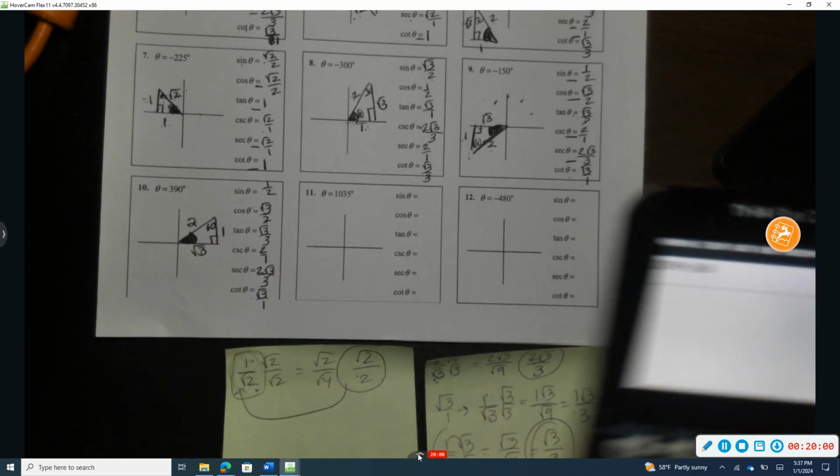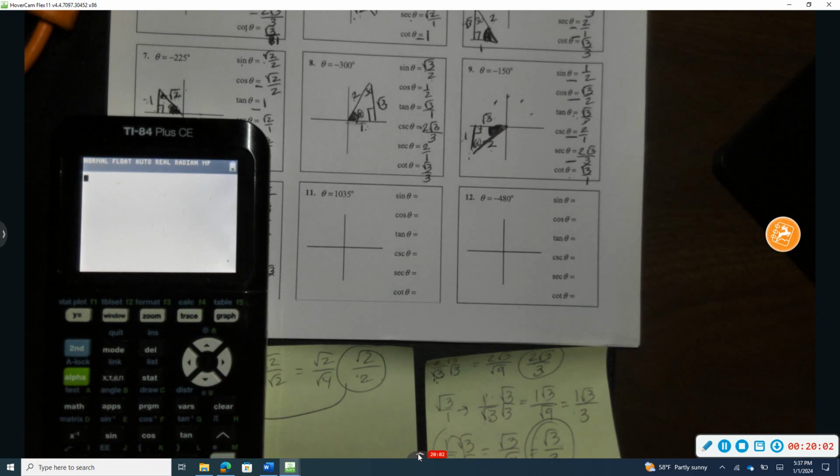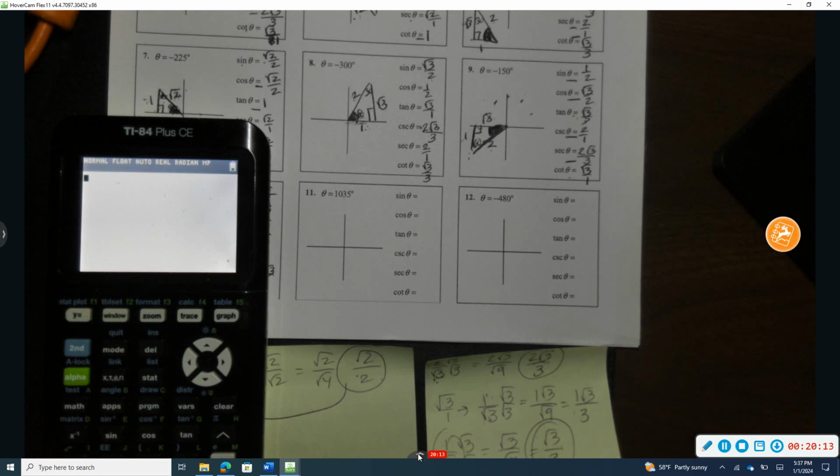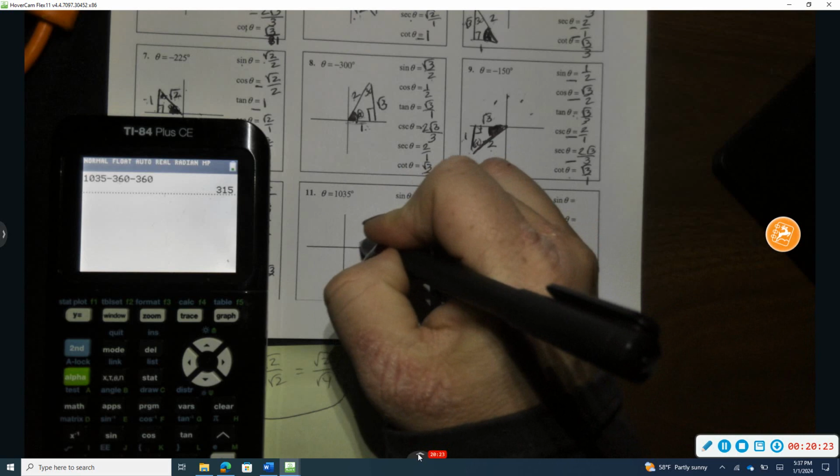Let's look now at 1035. The first thing I do is, I know that's much greater than 360. I take 1035 and I divide it by 360. So I know it goes in at least 2 times, and then there is a remainder. So I'm going to first take out those 2 revolutions, 360 and 360. What I am left with is 315. So I need to graph where 315 is.